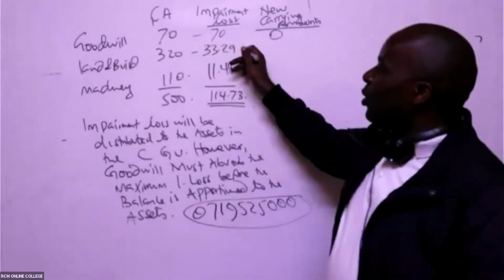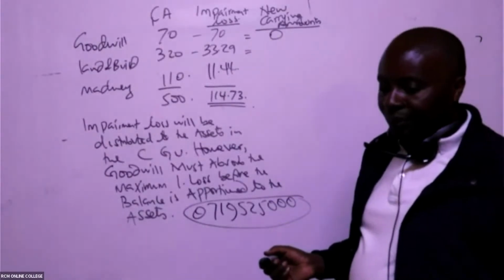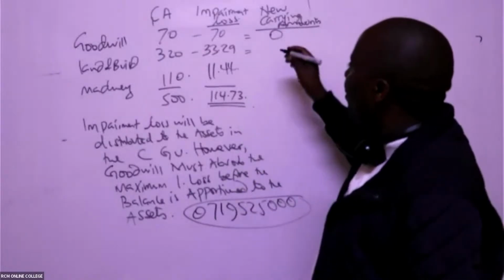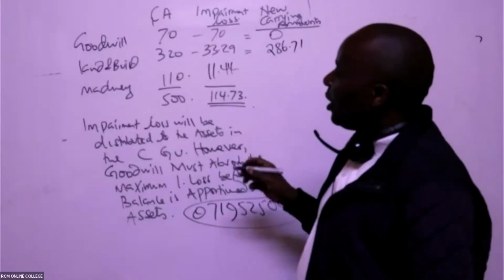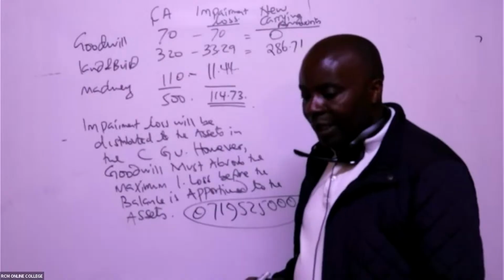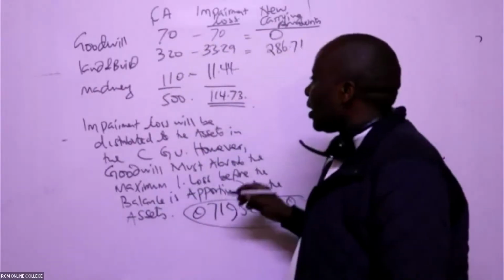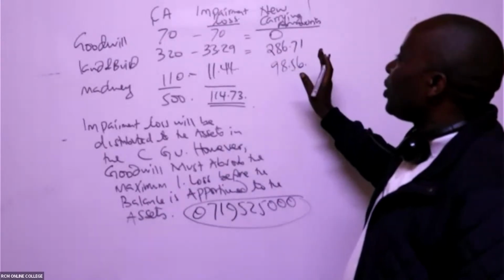So like now, this one you subtract. What is the net? Somebody here, land and buildings. So what do we have here? 286.71. And then machinery, 110 minus 11.44, which gives us 98.56.